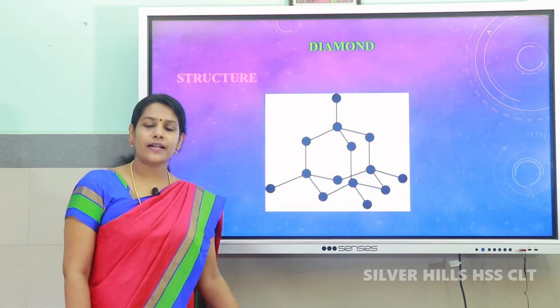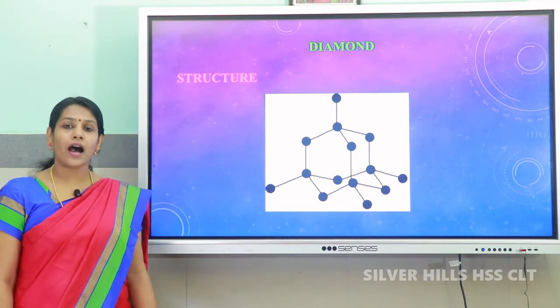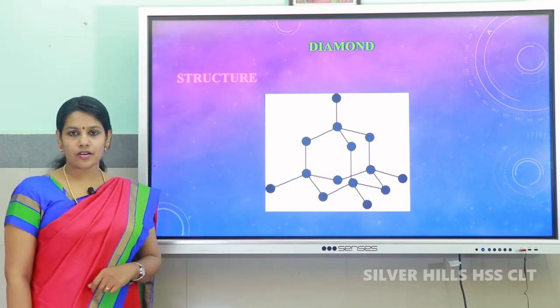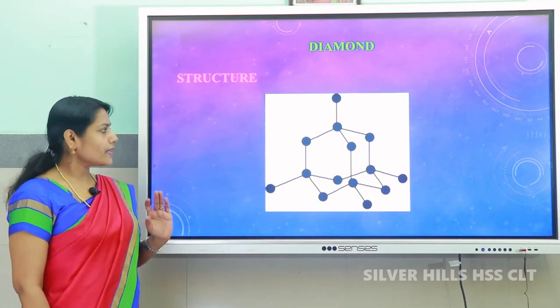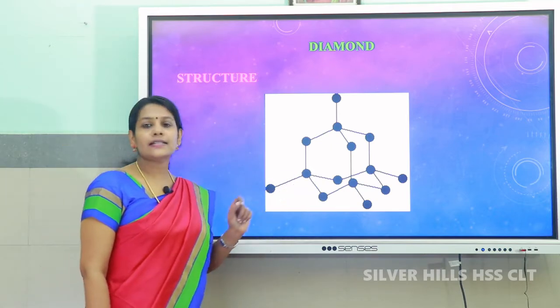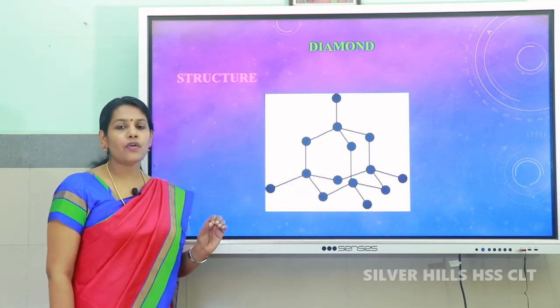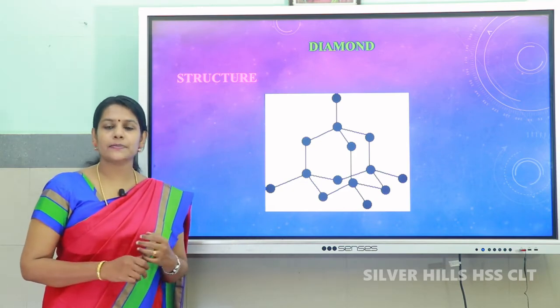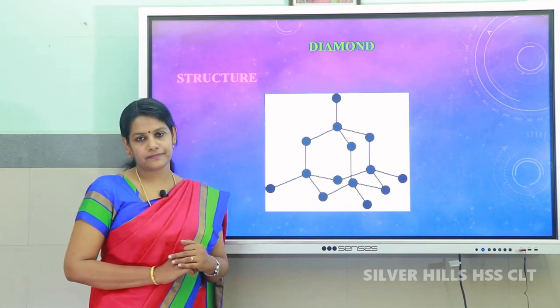So, first one is diamond. Diamond is the hardest allotrope of carbon. First of all, let us see the structure of diamond. So, it has got a 3-dimensional structure. In diamond, each carbon is covalently linked with 4 other carbon atoms. This strong bonding is responsible for the hardness of diamond.